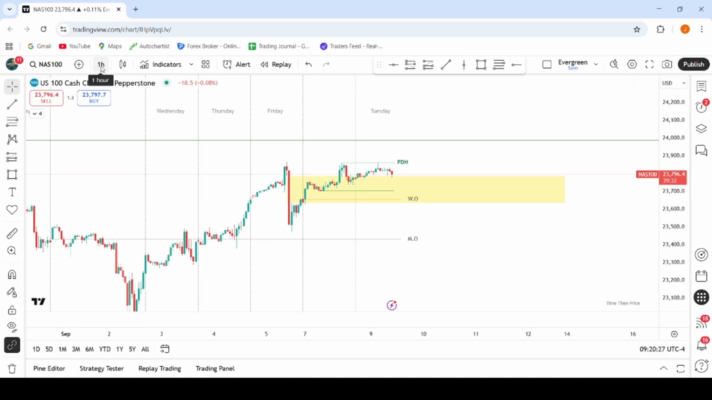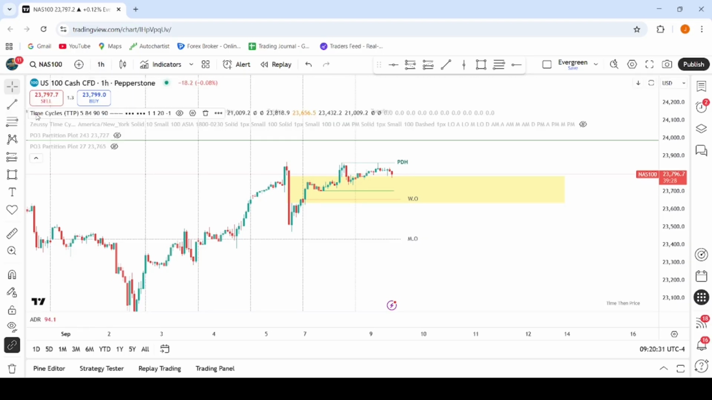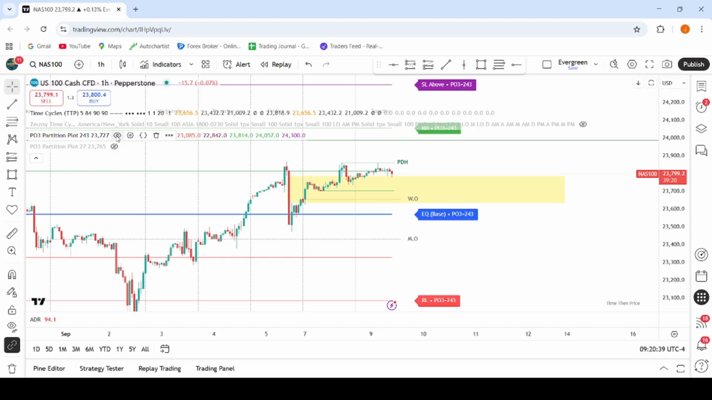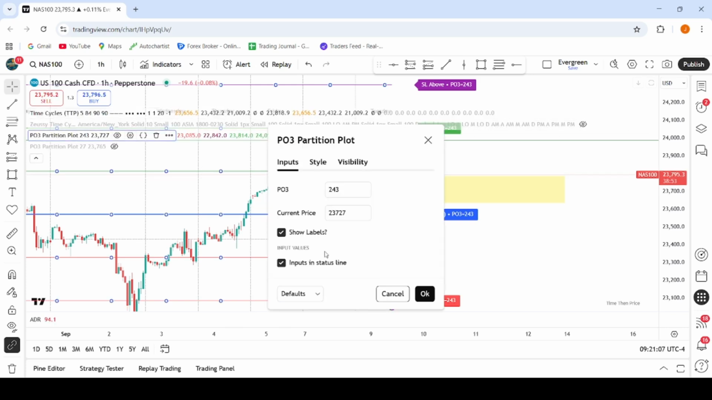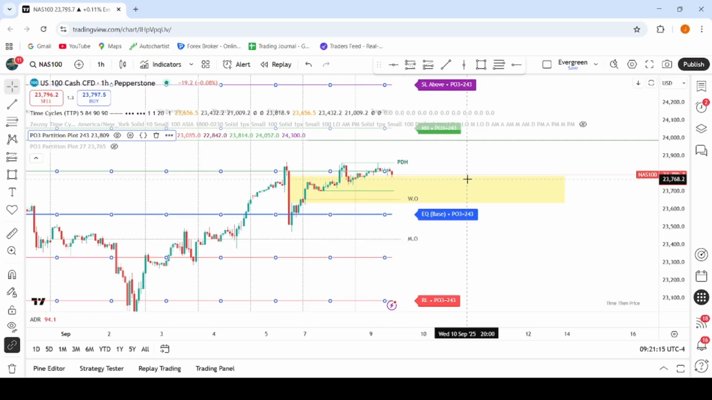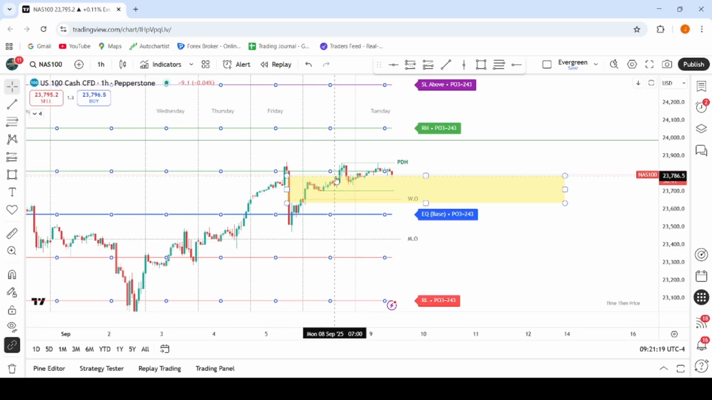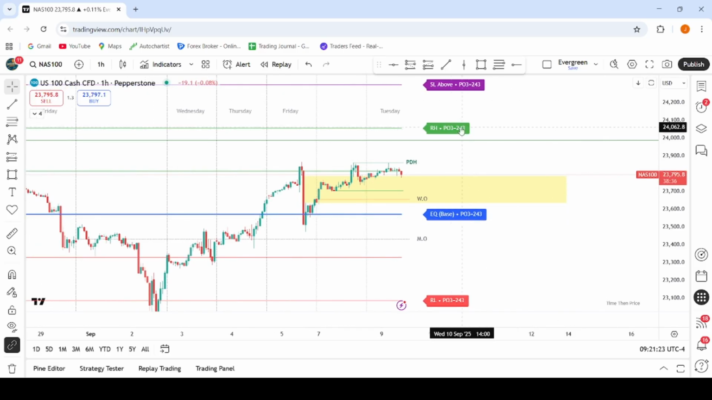Before that I'm going to see where we are in our dealing range, and I'm going to switch on my partition plot here. Because I'm on the hourly, I am going to use the daily open for today, which would have been Monday midnight price. This is Monday midnight, which was 23,809. So I'm just going to go in here, 23,809. Now this is plotting for me, it didn't move, which is fine. This is plotting for me where we are in the dealing range to a power of 243.